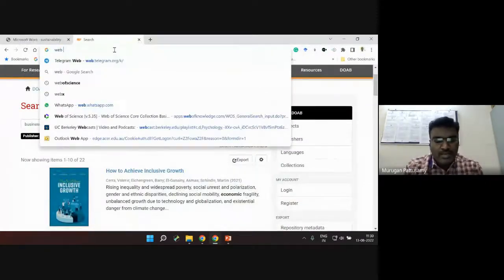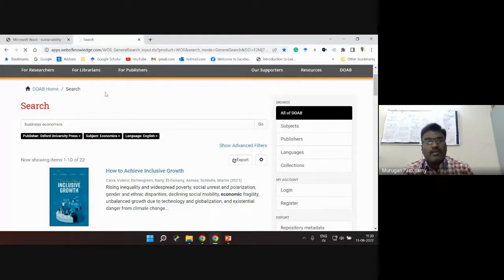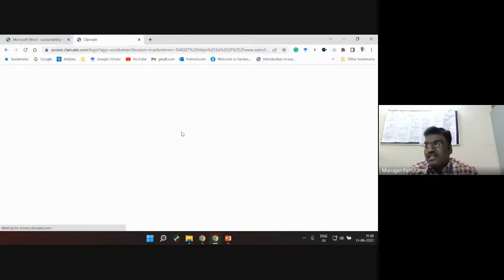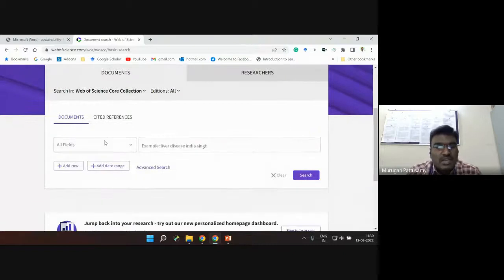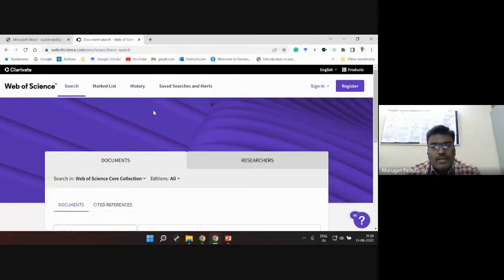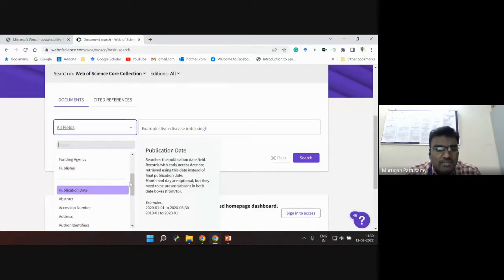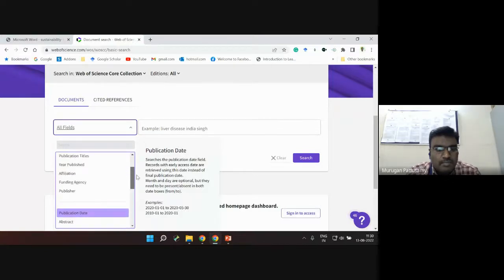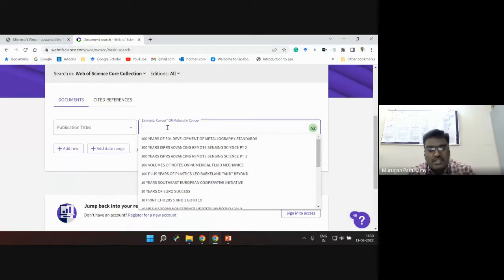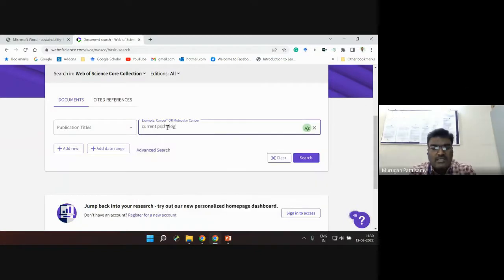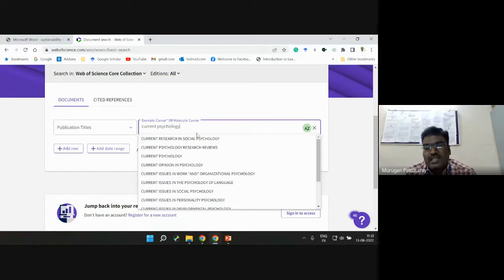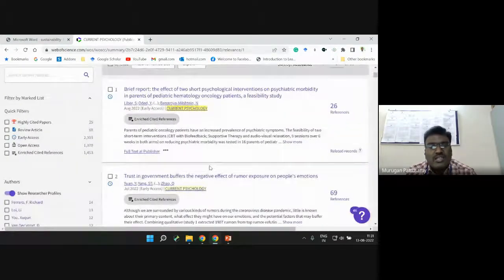For example, I'm just typing Web of Science. Now I'm trying to check whether this journal is listed in Web of Science indexing. So here you have documents. I'm just selecting search Web of Science. See, here you can select the journal. Publication titles. Here you just type the journal name. I'm just trying to check whether this journal is indexed in the Web of Science category. There is a journal called Current Psychology. I'm just clicking search. So this journal is indexed in Web of Science.